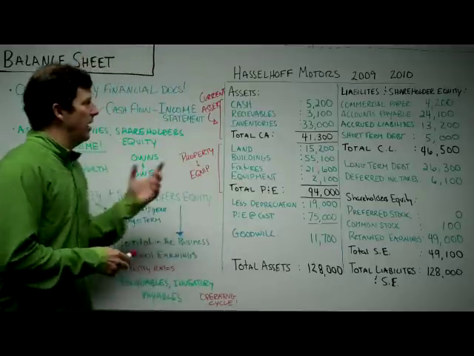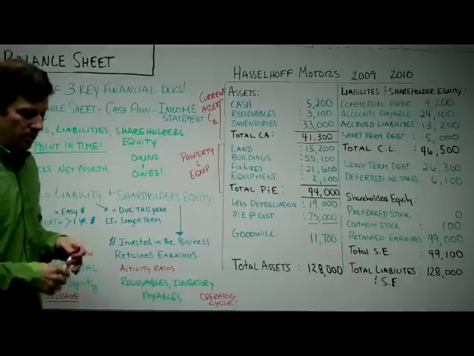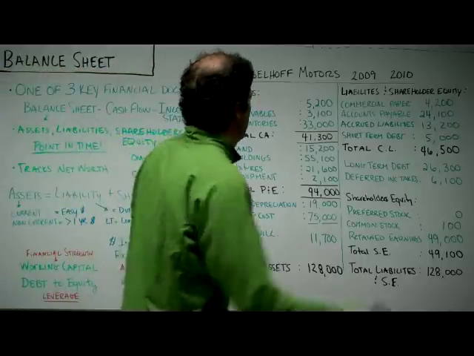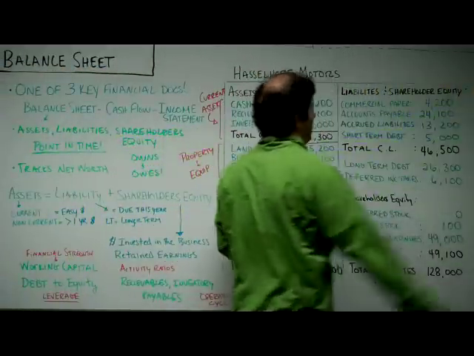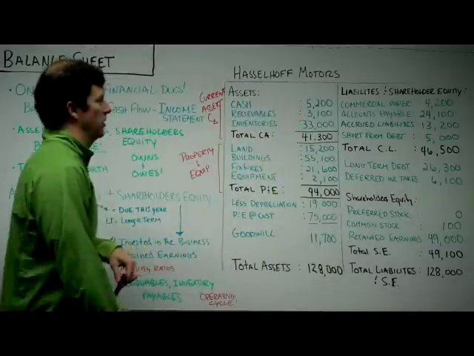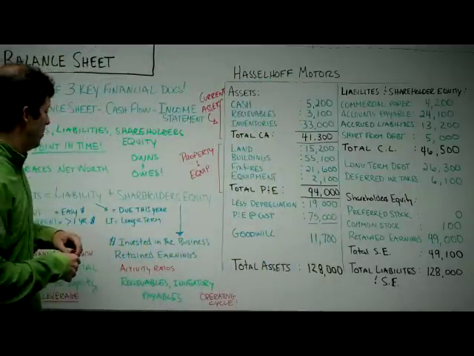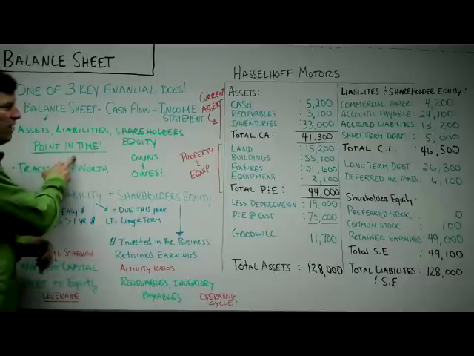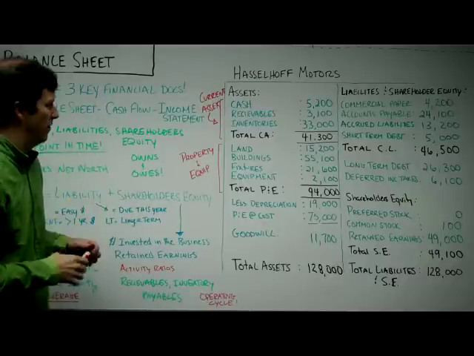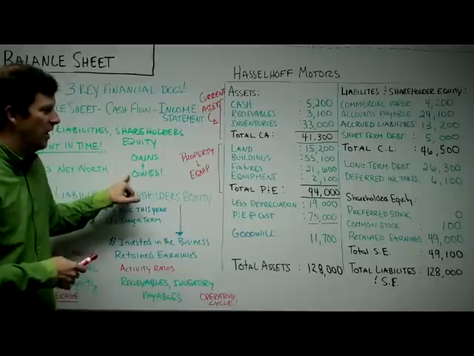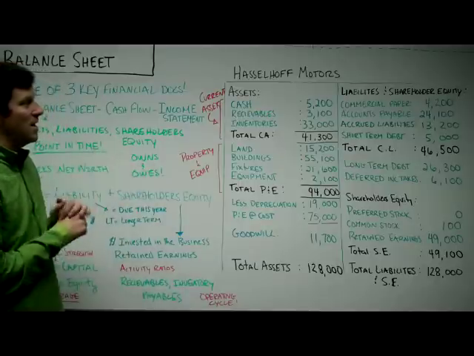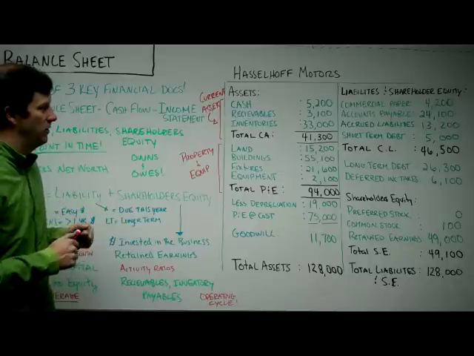So let's look at Hasselhoff Motor Company. We're just looking at 1 year here, sorry. Hasselhoff Motor Company sells red convertibles with David Hasselhoff's image on the side. So if we're going to take a look at the balance sheet here, and remember, this is a photograph, a point in time of the financial health of the company. It's what they own and what they owe. So we're just looking at right now what's going on with Hasselhoff Motors if I'm an investor.